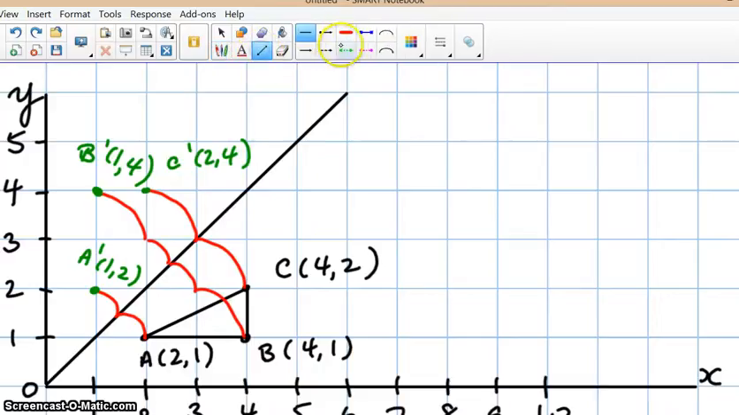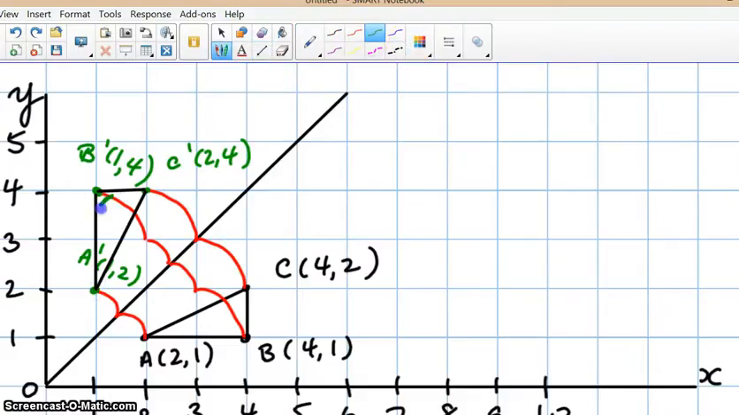So take your straight edge and connect the 3 dots on the image side. Again, don't forget to label it prime. So we have the triangle that ends up like that. Now, you can see too, it's a mirror image. It kind of like opens up like a book, the triangles on either side.